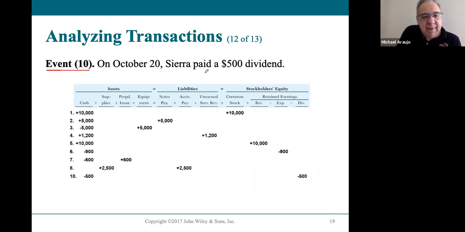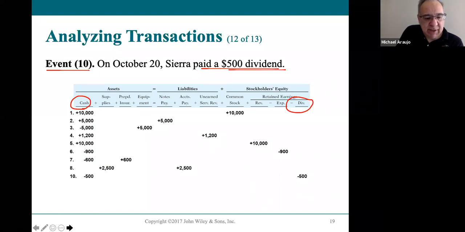Event number 10, Sierra Corporation on the 20th of October, they paid a $500 dividend to their owners. Now remember, dividends are on the retained earnings statement, and you see that they are deducted from retained earnings, right? Less retained earnings. So in other words, the more dividends there are, the less retained earnings there are, because we take them away on the retained earnings statement. And of course, we pay those dividends in cash. So we have less cash and less retained earnings because dividends shrink retained earnings.